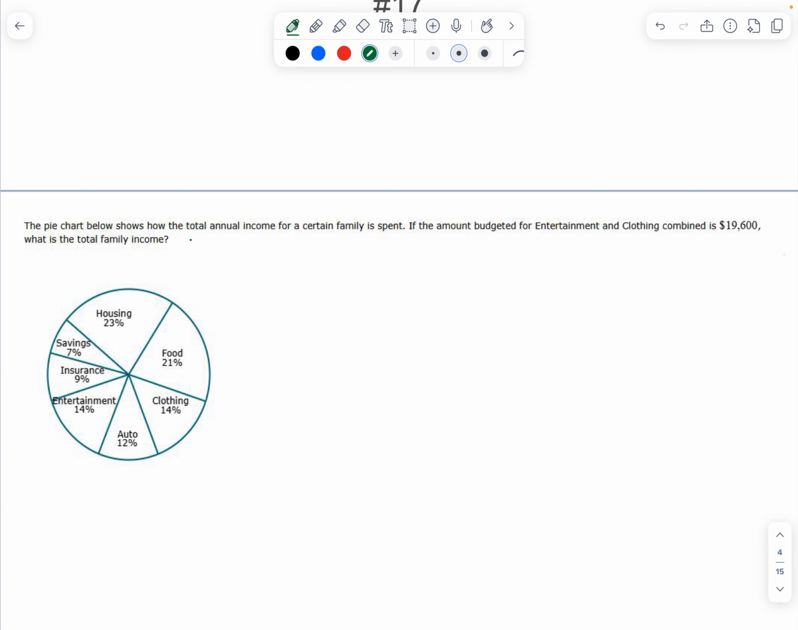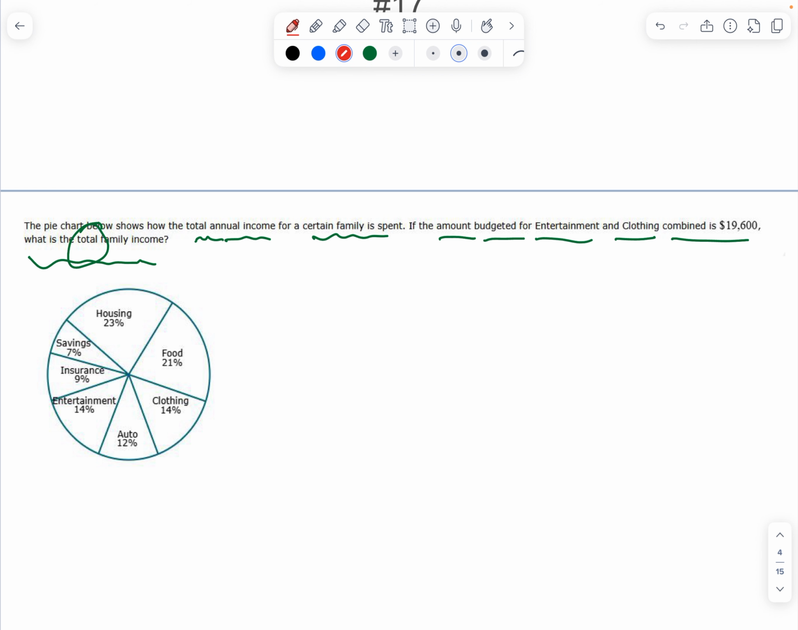It shows how the total annual, so that's yearly, income for a certain family is kind of broken down and spent. If the amount that this family budgeted for entertainment and clothing combined is $19,600, what is the total family income? So we're looking for the total.